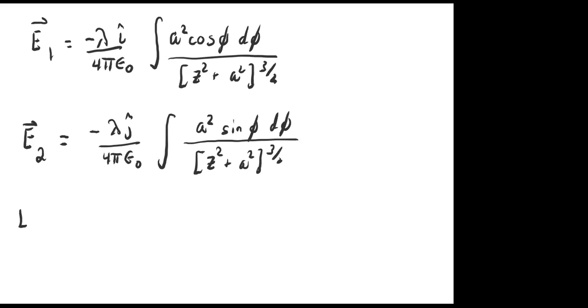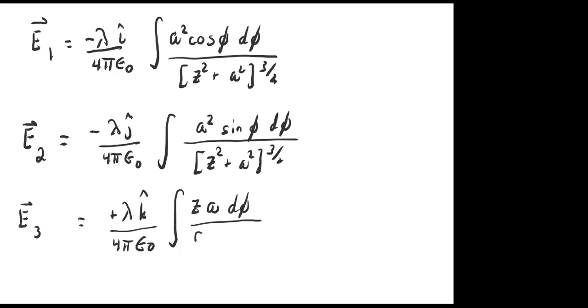And my last and final integral is going to look like plus lambda k hat over 4 pi epsilon naught. And there is no a in the numerator, it's just a z. Sorry, there is an a. This is one a, not the square of an a, d phi. But the denominator is still the same.